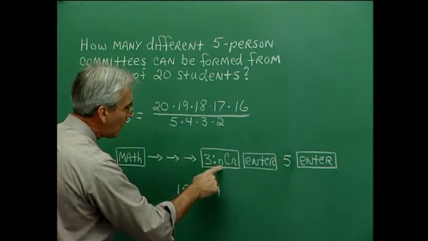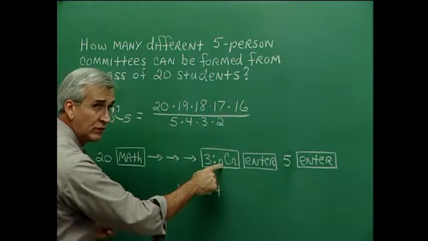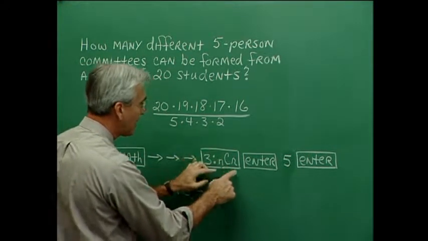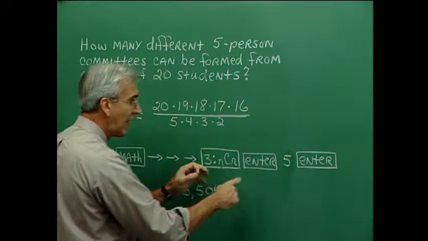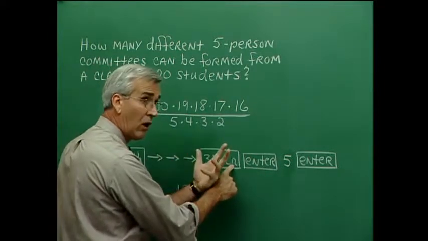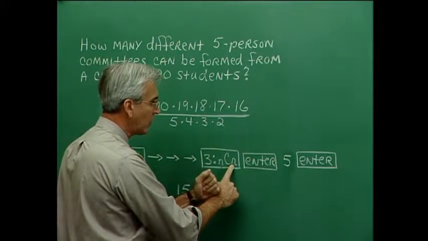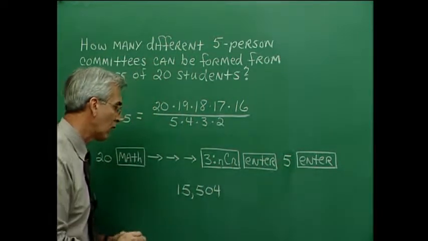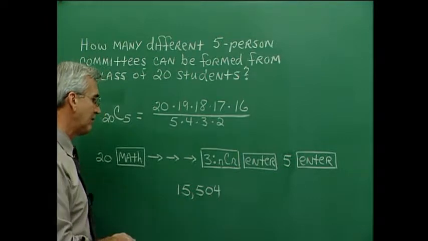Now, we've already entered the n value. You see, you enter the n part of the formula first, and then you arrive here, press enter, and now it's a request for the second part, the r part of our combination formula. So we enter a 5 and then enter again, and it makes the calculation for us as 15,504.